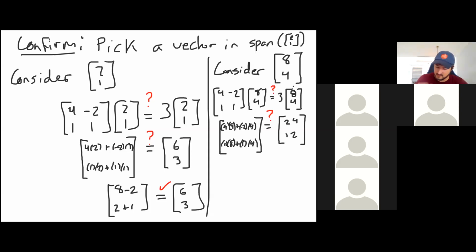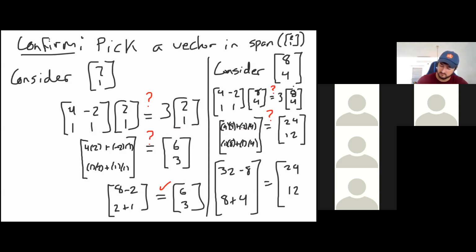But then 4 times 8 is 32. And I'll be subtracting 8 in the top entry, and in the bottom entry I'll have an 8 plus a 4. And I see through that simple arithmetic that yeah, these are going to be equal to each other. Okay, questions?